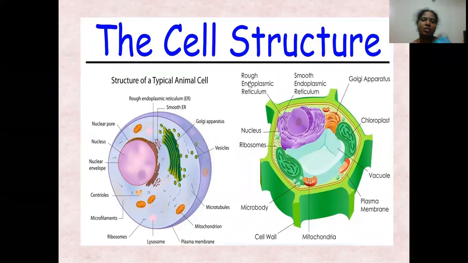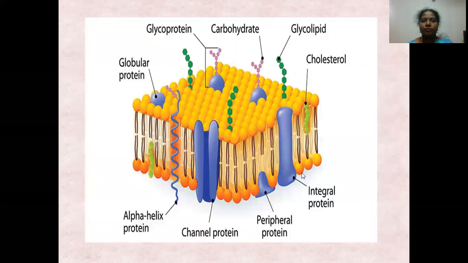The cell structure. This is the typical cell structure which we have gone through in detail during the first session. This is the structure of the typical animal cell with a cell membrane, the nucleus, nuclear envelope, nuclear core, with the rough endoplasmic reticulum, ribosomes, lysosomes, mitochondria and microtubules, along with the Golgi apparatus and the vesicles. Again, this gives the structure of the plasma membrane, which is made up of carbohydrates, phospholipids and proteins. Here you can see the glycoprotein, carbohydrates, glycolipid, cholesterol, globular protein, alpha helix protein, channel proteins, peripheral proteins, and the integral proteins.